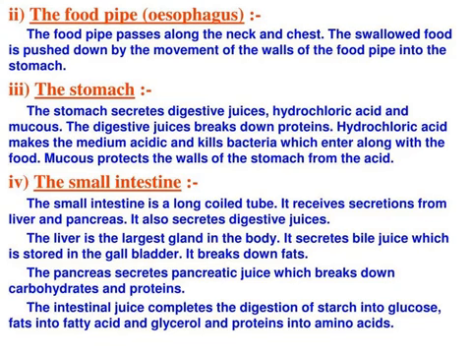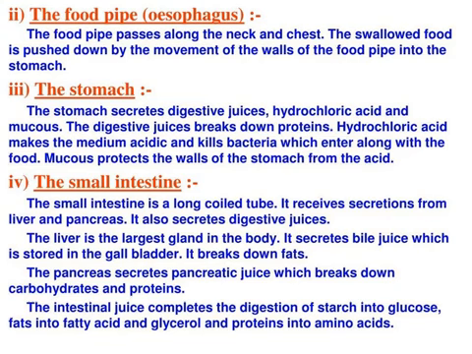This movement is known as the peristalsis movement. The next is our stomach. The stomach secretes digestive juice, hydrochloric acid, and mucus. The digestive juice breaks down proteins. Hydrochloric acid makes the medium acidic and kills bacteria which enter along with the food. Mucus protects the walls of the stomach from the acid.